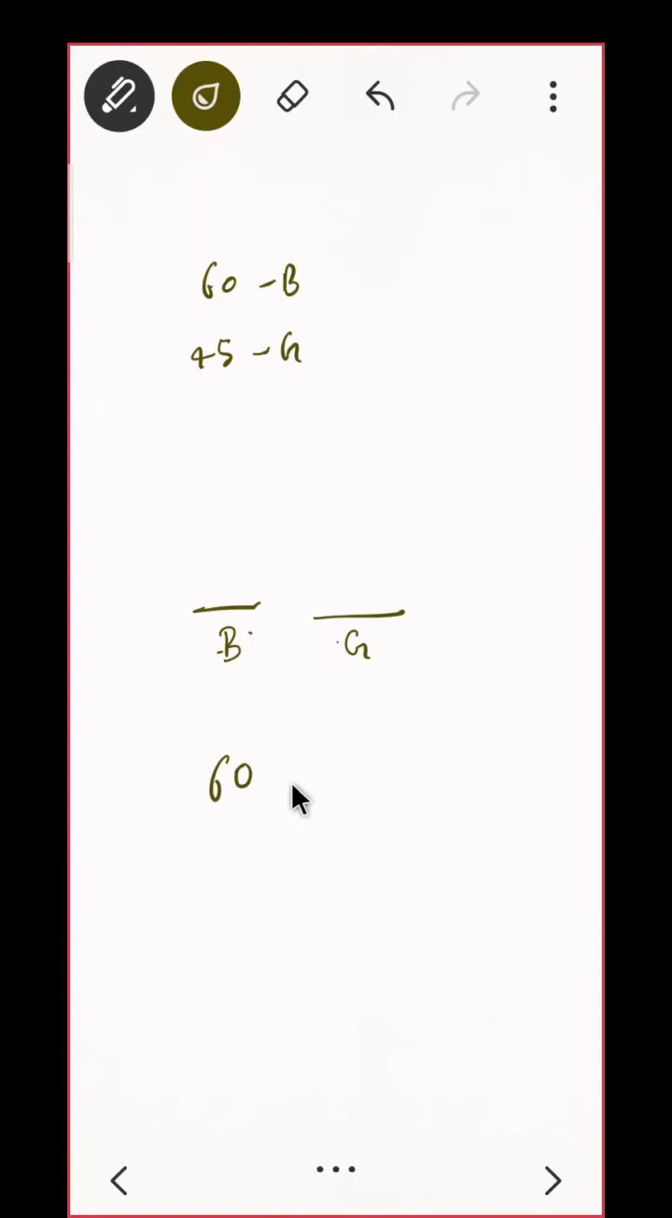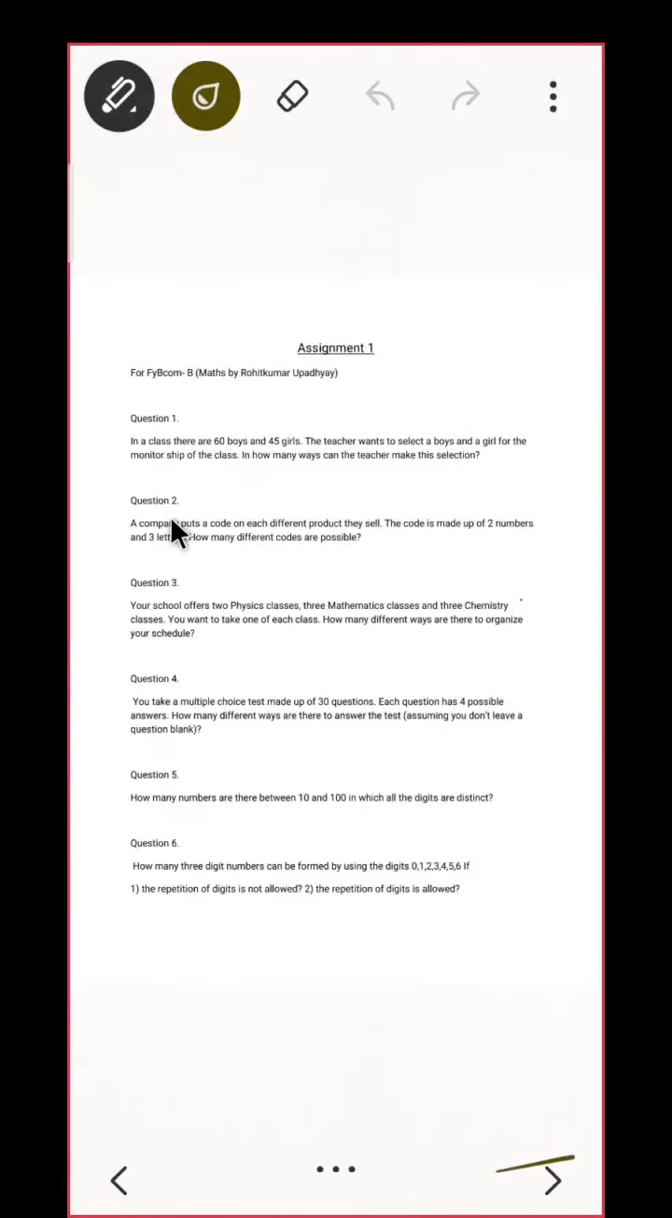In between, what should I write? Addition or multiplication? Why multiplication? Because you want to fill both the seats. Correct? There is no option here. This is and. Whenever and comes, you already know, and means multiplication. How many choices are there? 45. Perfect, do you agree? So the answer is 60 times 45. That's it. What is the next one?